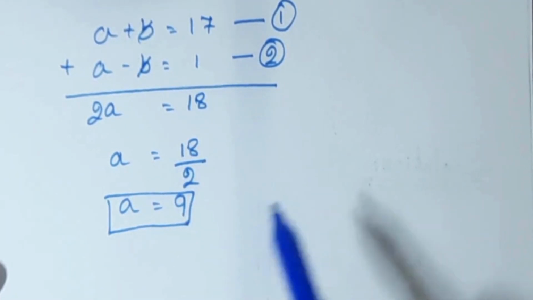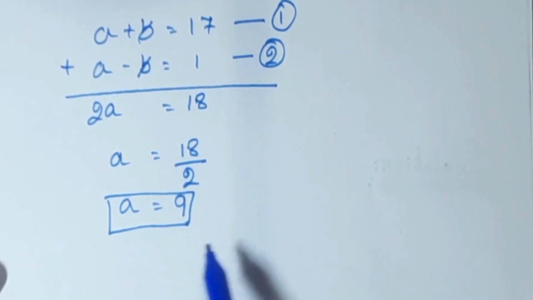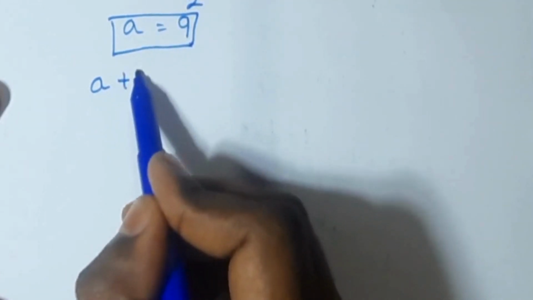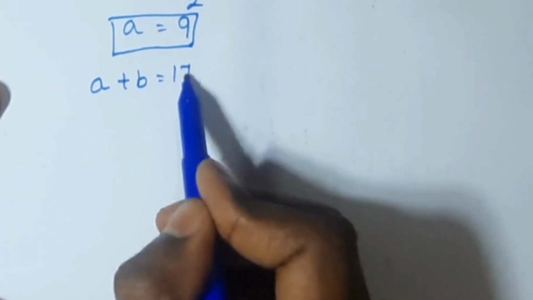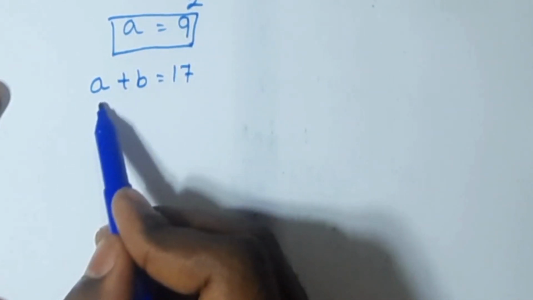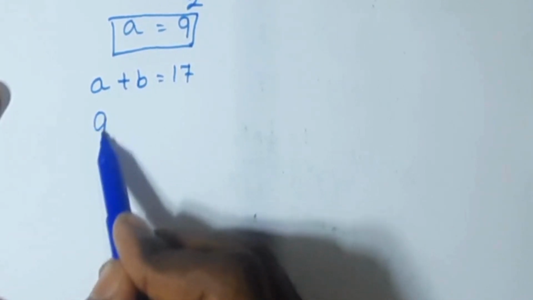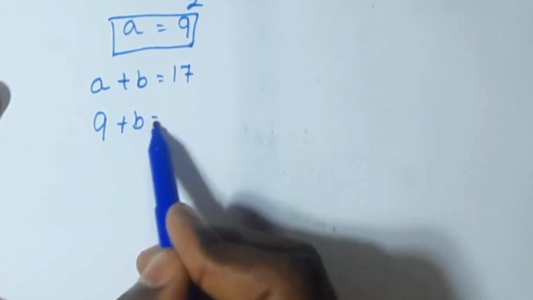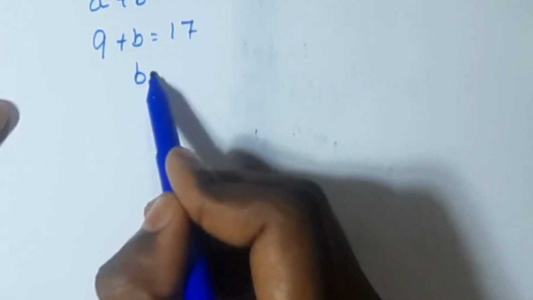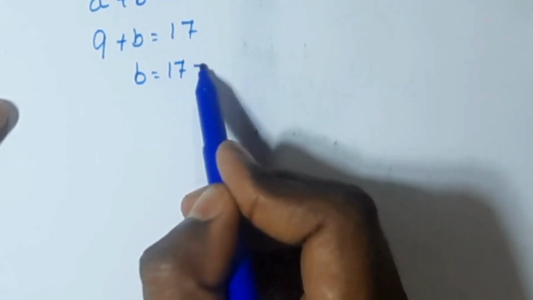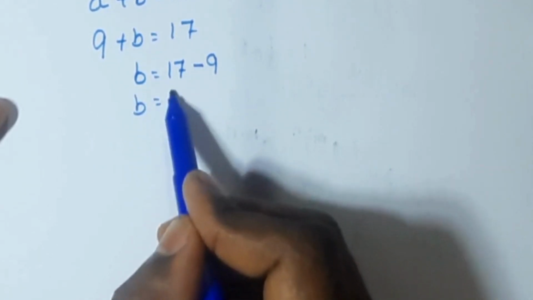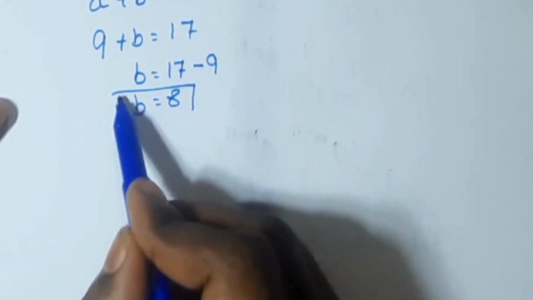Now we are going to apply this in equation 1. The equation 1 is a plus b equal to 17. We are going to apply this by replacing the a value with 9. 9 plus b equal to 17. Now b equal to 17 minus 9. Now b equal to 8 is the b value here.